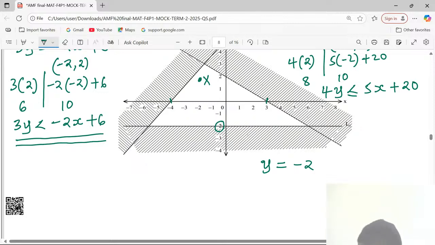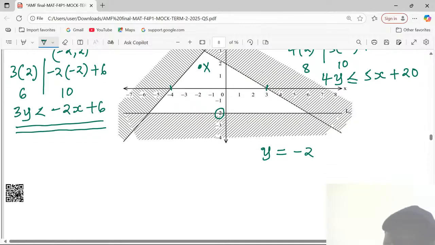So we ask ourselves, the required side, is it having values of y which are greater than negative 2, or less than negative 2? And it is a complete line. So it should be either greater than or equal to, or less than or equal to.